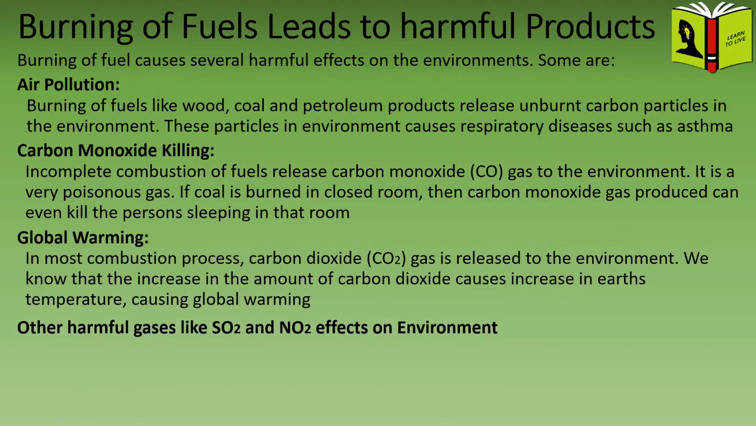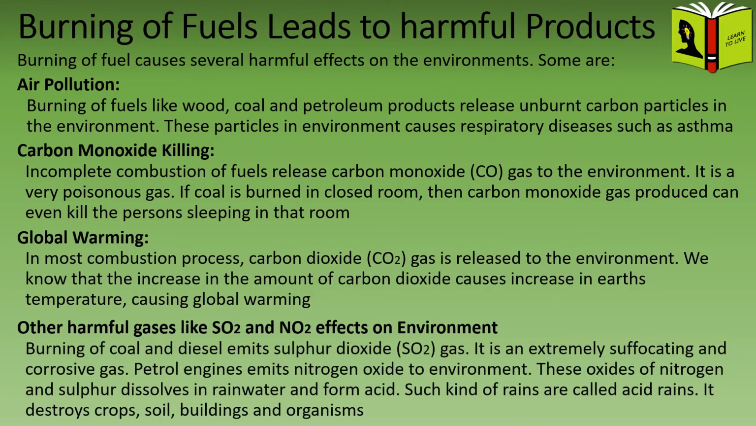Other harmful gases like SO2 and NO2 affect the environment. Burning of coal and diesel emits sulfur dioxide, SO2, gas. It is an extremely suffocating and corrosive gas. Petrol engines emit nitrogen oxides to the environment. These oxides of nitrogen and sulfur dissolve in rainwater and form acid. Such rains are called acid rains. They destroy crops, soil, buildings, and organisms.